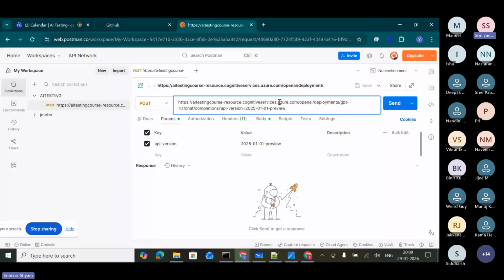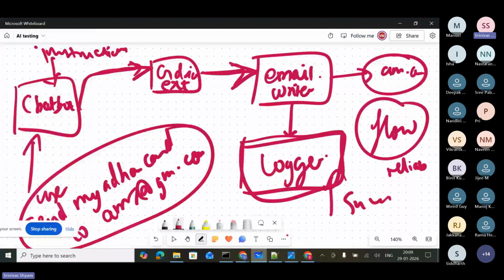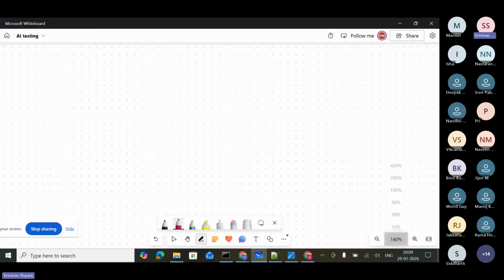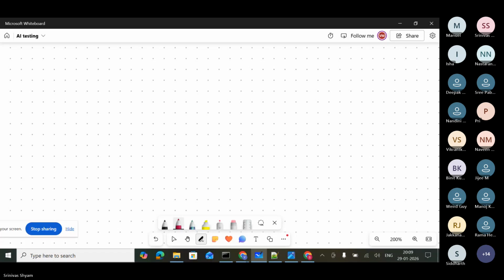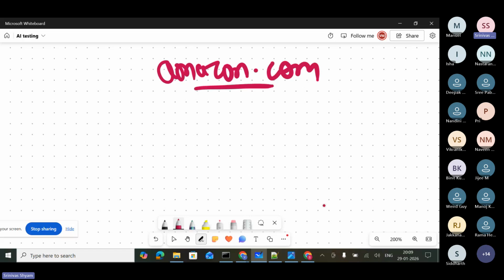Okay, now coming to the main point. When we speak about AI testing, there are various types of testing in AI testing. So let's go to that topic now. There are various types of AI testing based on the objective that we are looking into. So let's assume my application is, let's say, Amazon.com, a common e-commerce application which is widely used.